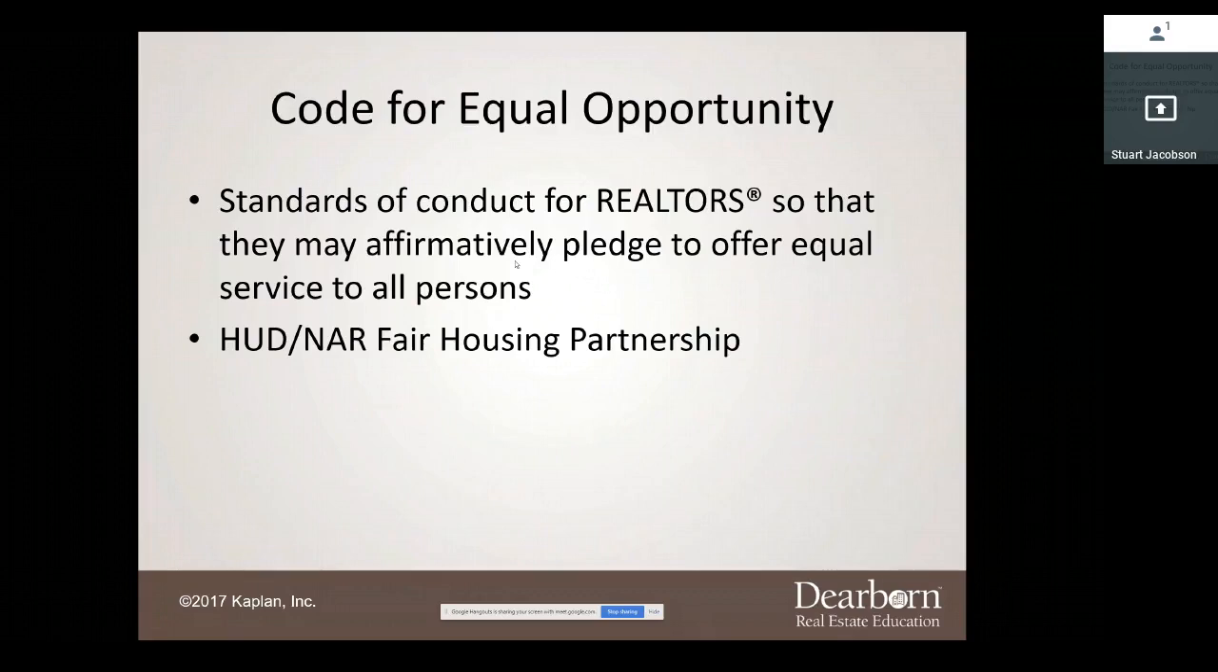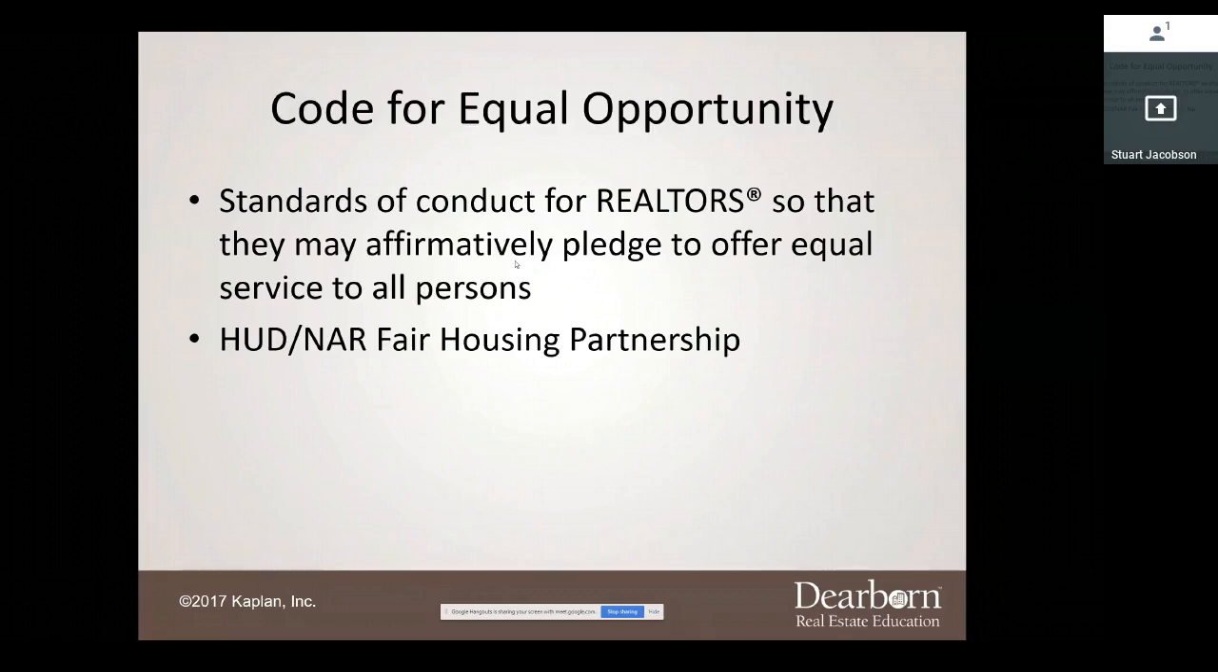The other thing that we like to talk about is HUD, which is Housing and Urban Development, and NAR, which is the National Association of Realtors. HUD and NAR have a fair housing partnership. One of the questions they love asking you is, is this a voluntary thing? Here's what it is. It is voluntary because you don't have to be a realtor and a member of the National Association of Realtors. That's a trade organization, and membership of the trade organization is not mandatory. So because of that, you don't need to be involved with the HUD NAR Fair Housing Partnership.